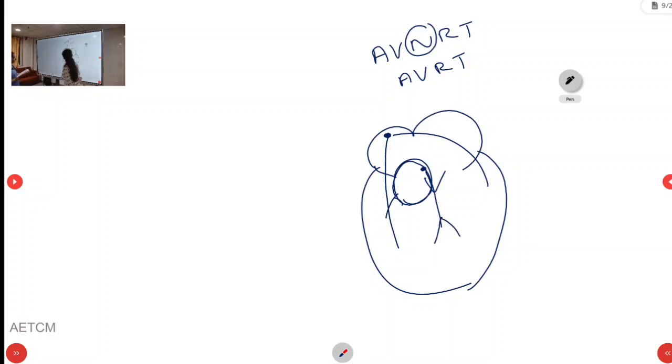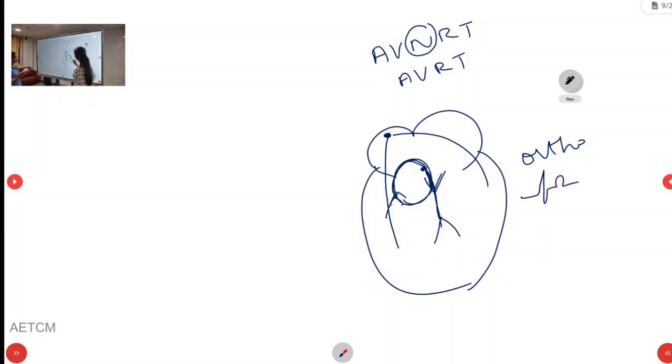Orthodromic. That means it is entering from the aberrant pathway to the AV node, and from the AV node it is going to the bundle of His. So it is going like this. It is called orthodromic, and since it is going through the bundle of His, this also will have a narrow QRS. So we will be seeing a narrow QRS with the T wave.